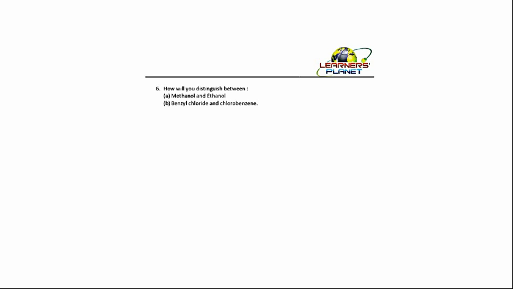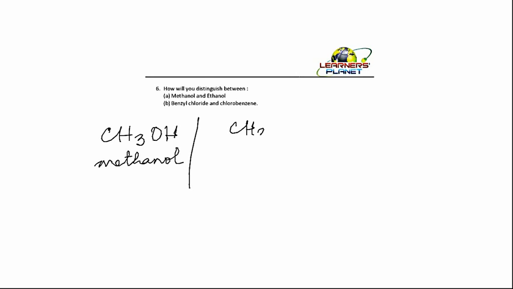That is how you can distinguish between two alcohols that are given, ethanol and methanol. So methanol, which is CH3OH, and ethanol, which is CH3CH2OH.